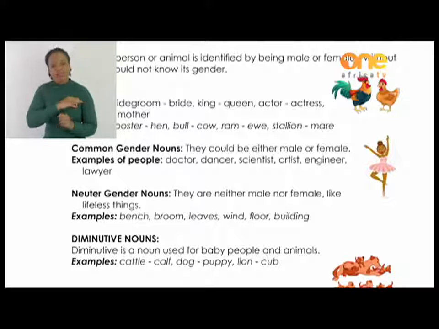For example, a bench, a broom, leaves, wind, floor, or buildings.